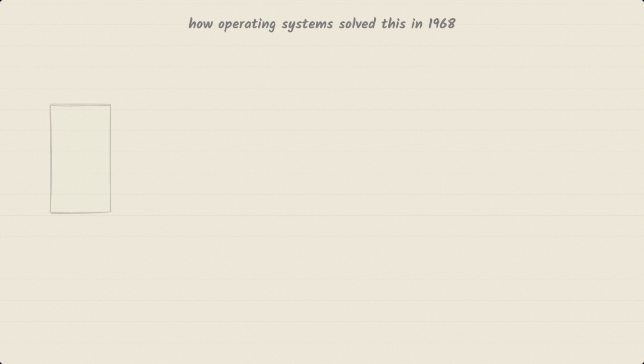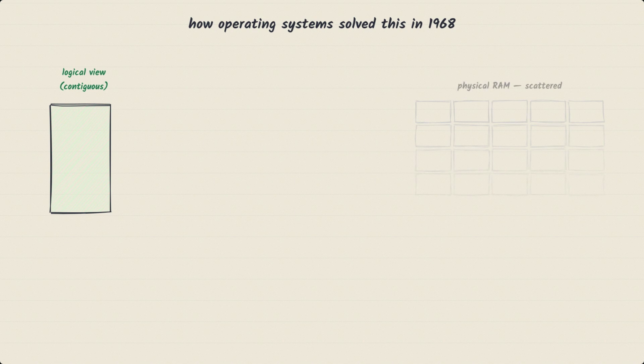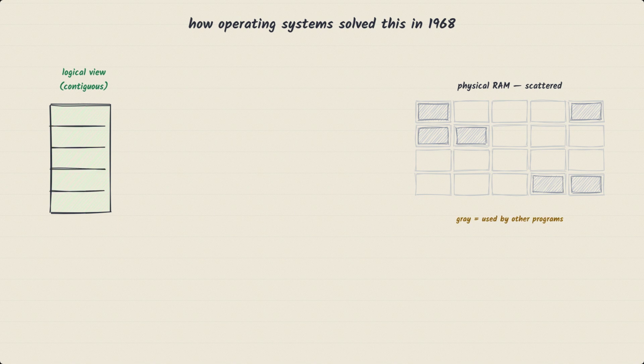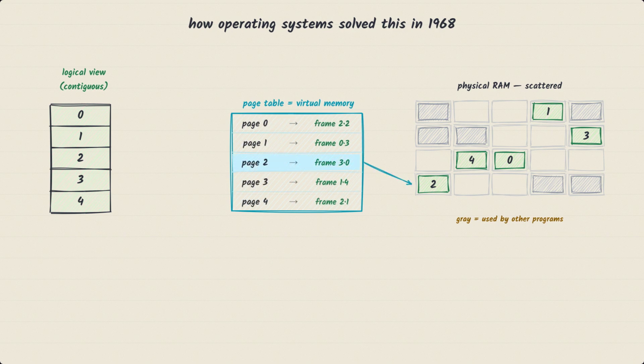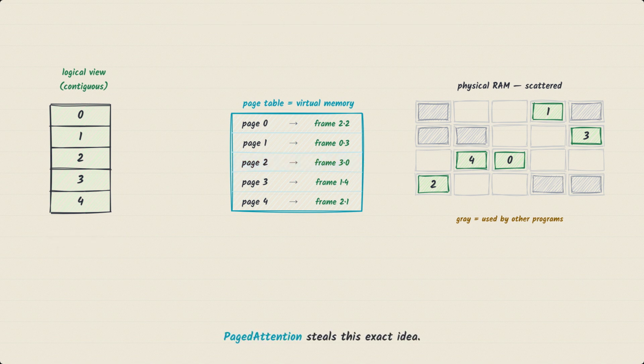But computers solved this exact problem decades ago. A program wants one big, contiguous stretch of memory. Physical RAM is a mess of scattered free space. The operating system's answer, virtual memory. Chop memory into fixed-size pages, scatter them wherever they fit, and keep a page table that maps the tidy logical view onto the messy physical one. The program never knows. That's the whole idea PagedAttention steals.